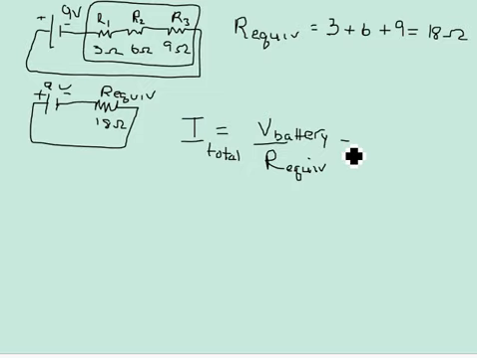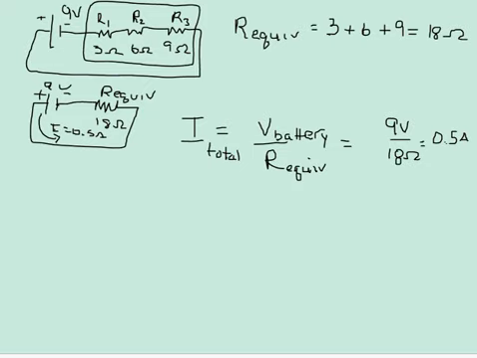If I plug in my values now, the voltage of my battery is still 9 volts, and my R equivalent is equal to my 18 ohms. So I know the current in my circuit is 0.5 amps. So I know in this circuit, I have an I of 0.5 amps.